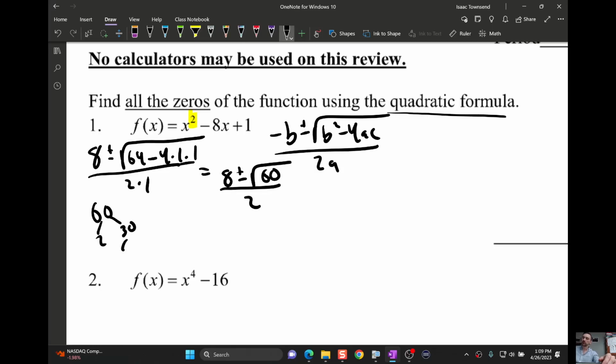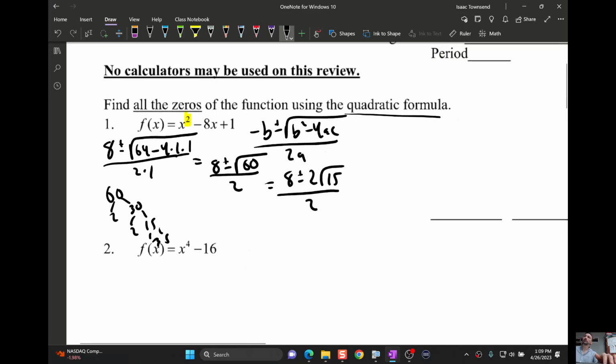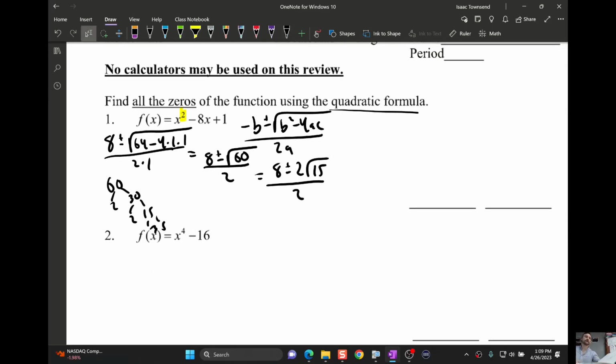60 is like 2 times 2 times 3 times 5. So 2 square root of 15. And then finally, what was the last step you had to do sometimes? You gotta say it louder for me. Right. So reduce your fraction. If everything is divisible by the same number, you need to do that. So divide this by 2, and you get 4 plus the square root of 15, and 4 minus the square root of 15.